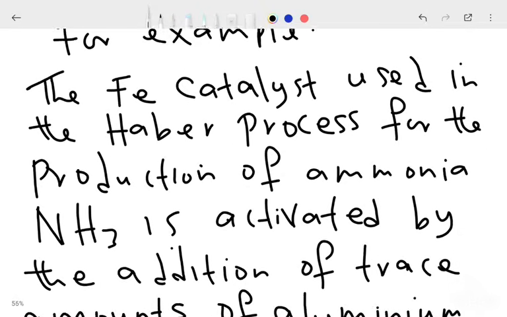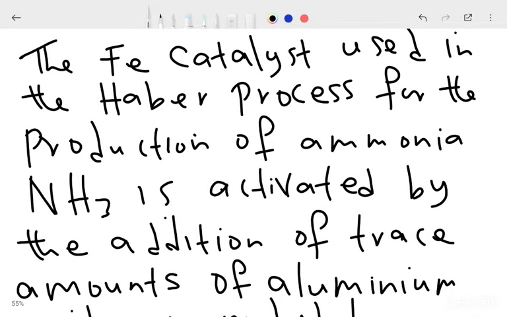So for an example of a promoter, look at it. In one of the reactions where we use iron, the production of ammonia, the catalyst used is what? Iron. Check your book. Don't forget all these things. Okay, so the production of ammonia is also called the Haber process. Don't forget, you can write it down. We will get to this Haber process in a different topic. So take note, the production of ammonia, that is the Haber process.